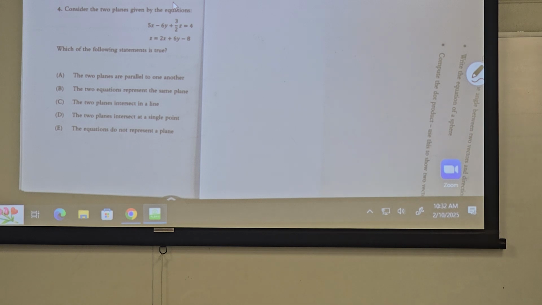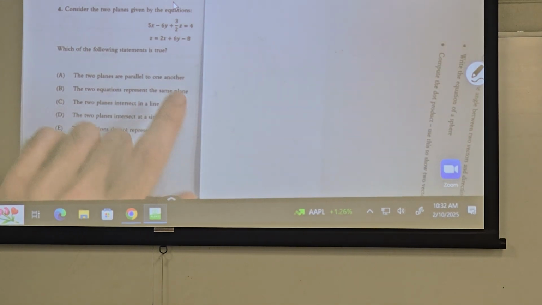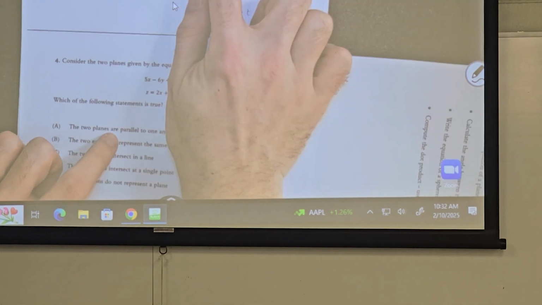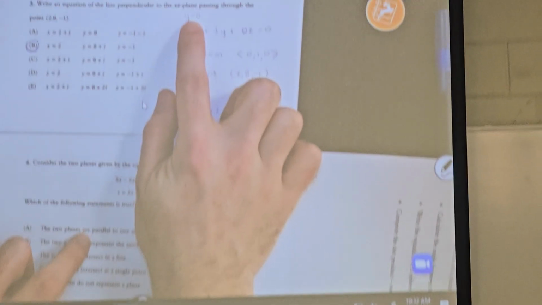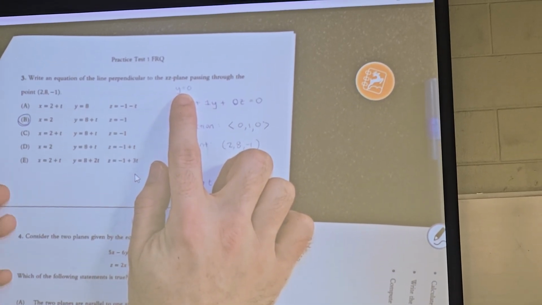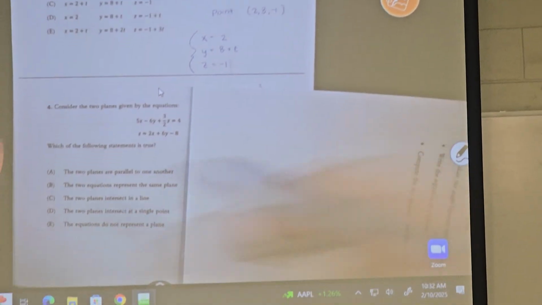X, Y, and Z are all linear. You don't need an X, Y, and a Z. For instance, don't forget up here, Y equals 0 was only Y, but still a plane. So D and E are.